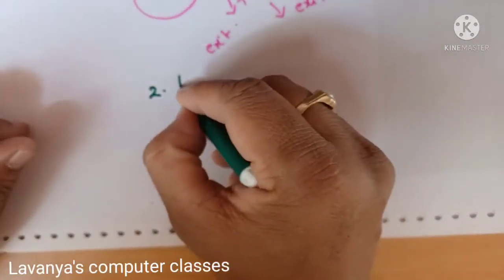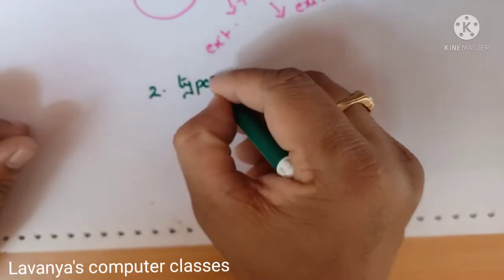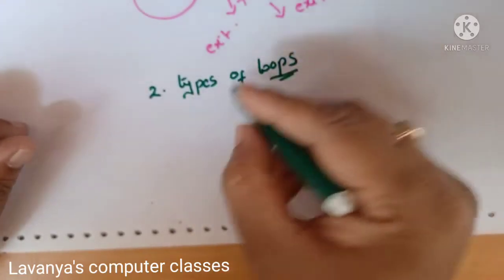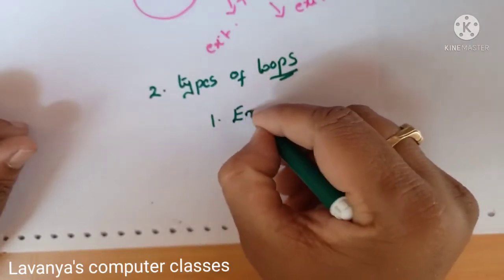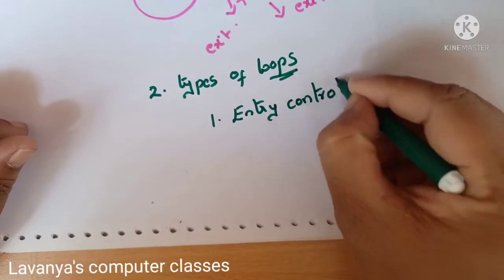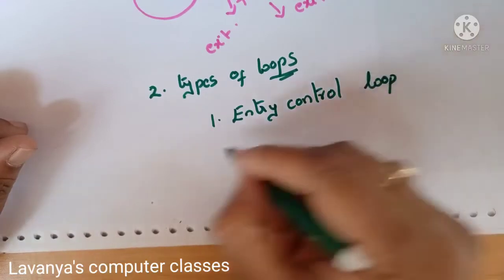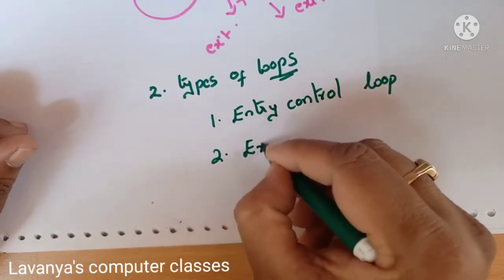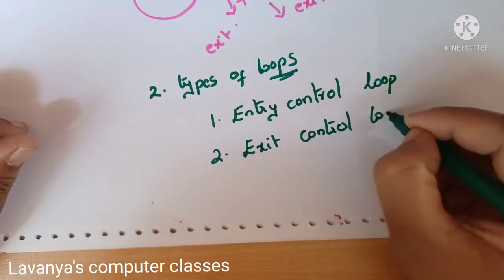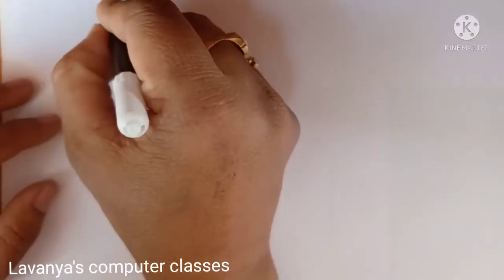There are two types of loop statements. What are those categories? The first one is the entry control loop. The second one is the exit control loop. Entry control loop statement, exit control loop statement. Now I will explain these two categories.